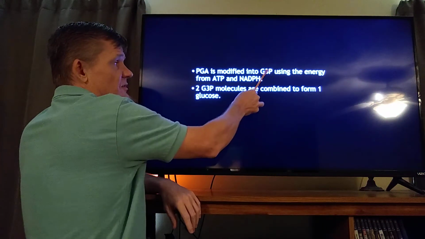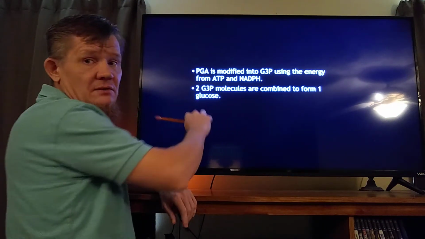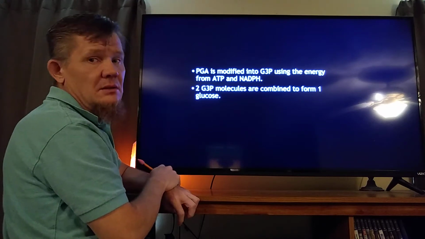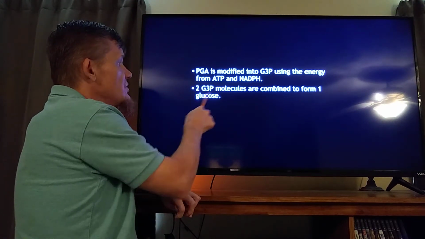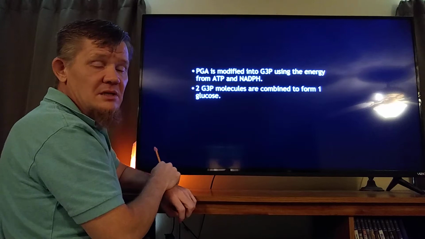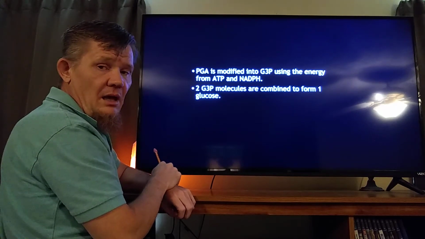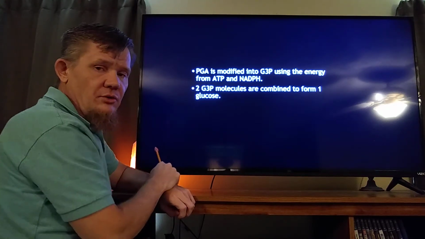The PGA is converted into G3P using the energy from ATP and NADPH. The 2 of those G3P molecules have to be slammed together to make a molecule of sugar, a molecule of glucose.